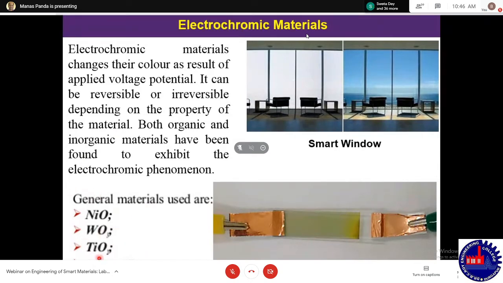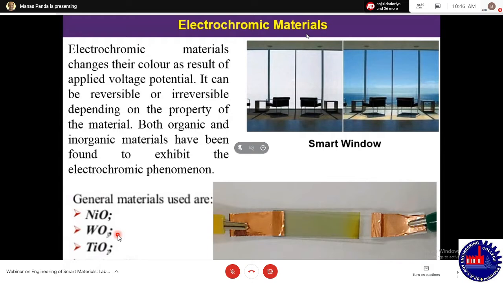In organic counterparts, polyaniline, polythiophene, even conjugated benzene rings are also used for electrochromic materials. So what they do, once you apply voltage, they can undergo either oxidation or reduction as a result of the applied voltage.